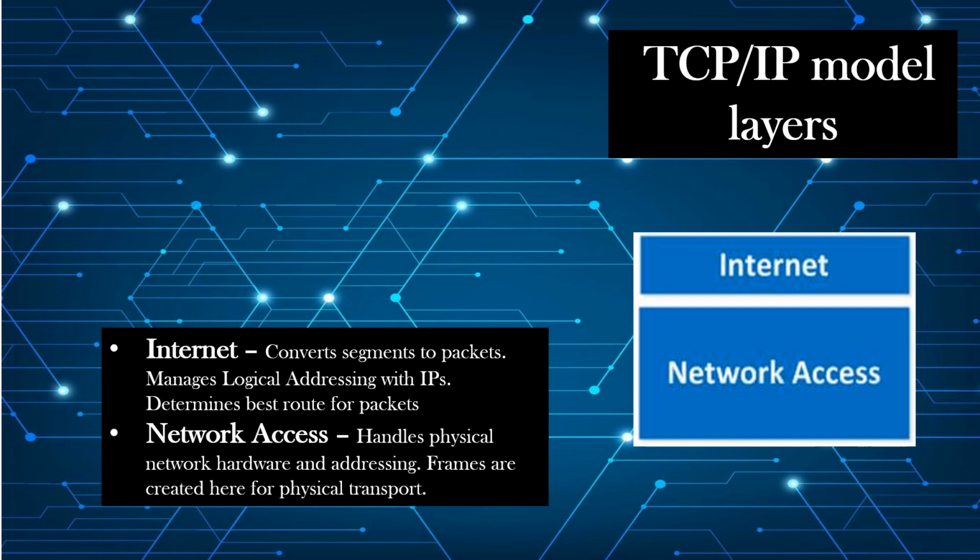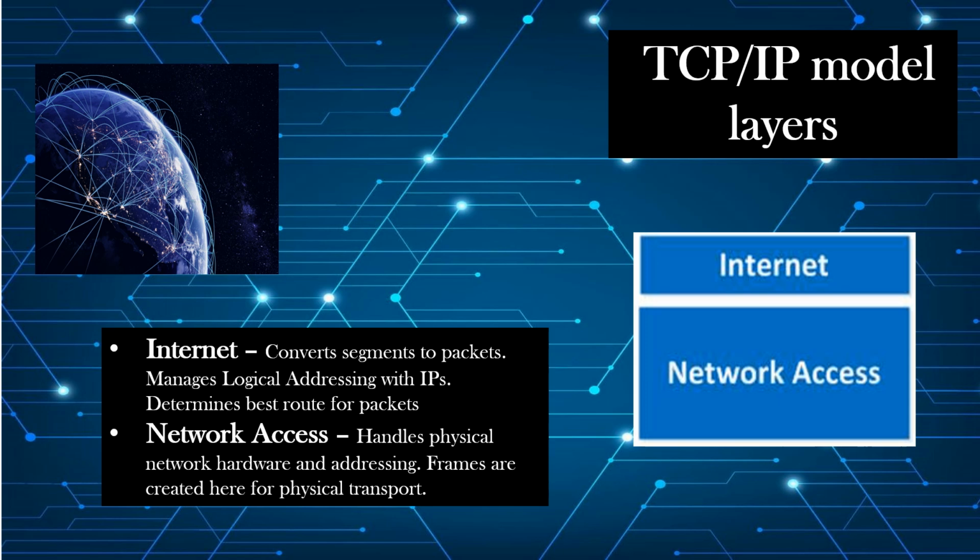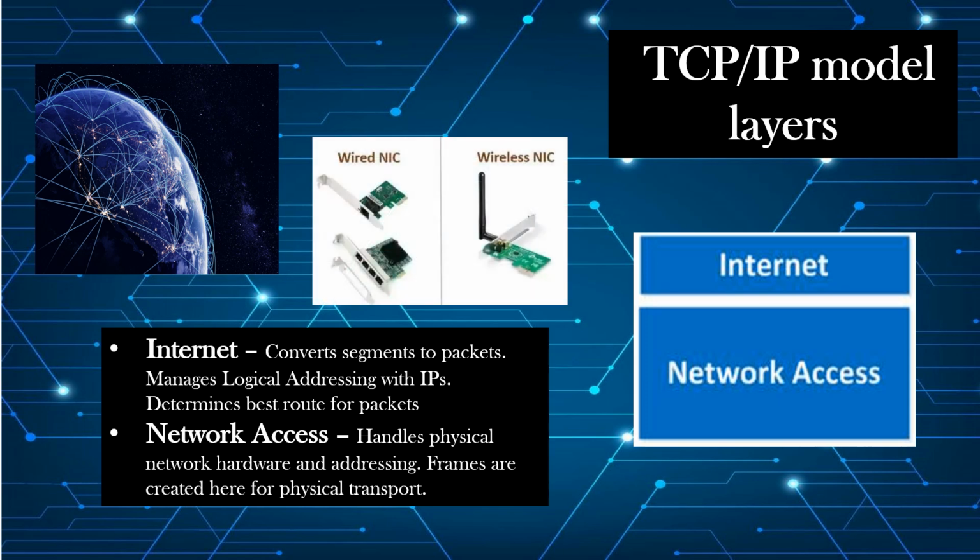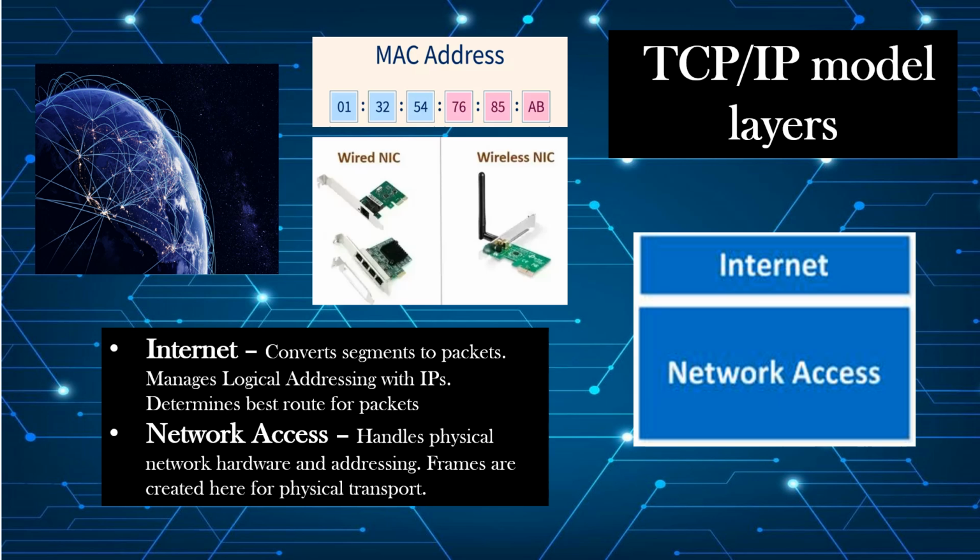Next is the Internet layer. The Internet layer manages logical addressing and routing. The Internet layer applies IP addressing information to segments, converting them into packets. The next layer is the network access layer. This layer handles physical network hardware and MAC addressing. Packets are made into frames to be better transported over a physical medium, such as Wi-Fi or Ethernet.